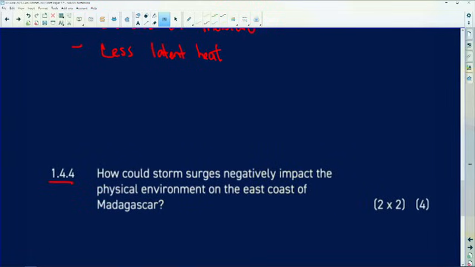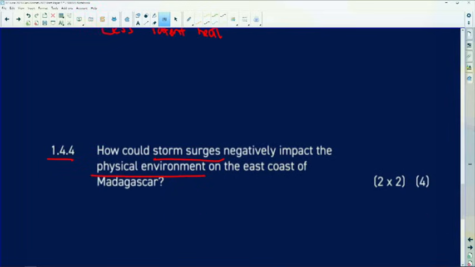Now, if we look at question 1.4.4, how could storm surges negatively impact the physical environment on the east coast of Madagascar? Now, I've mentioned storm surges briefly a couple of minutes ago. Storm surge is when the wave height increases at coastal areas. So the waves become bigger and bigger and bigger.